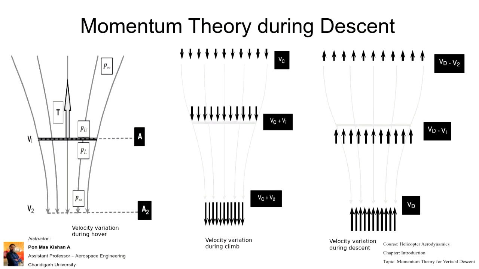Three images are shown in this slide. I hope you can identify the first two. The first one is related to velocity during hovering condition. I have given a comparison of what happens during hovering, what happens during climb, and what happens during descent. The first one is hovering condition, where we have seen the velocity in the beginning.